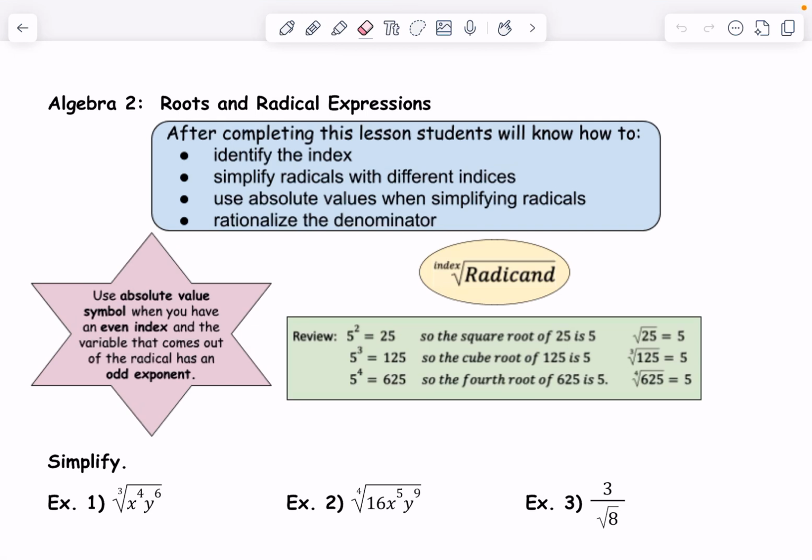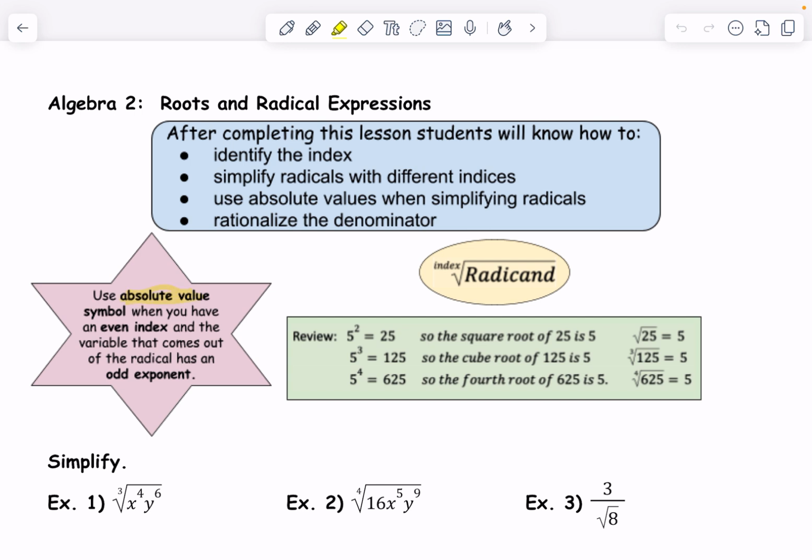After this lesson, we are going to be able to identify what an index is, simplify radicals with different indices, use absolute value when simplifying radicals, and rationalize any denominator, which means if a denominator has a radical, fix it. No radicals on the bottom. So let's talk about when we use absolute value.